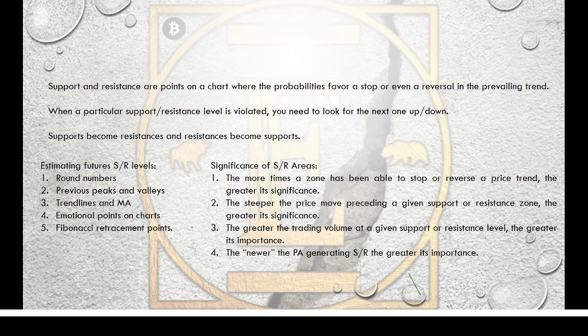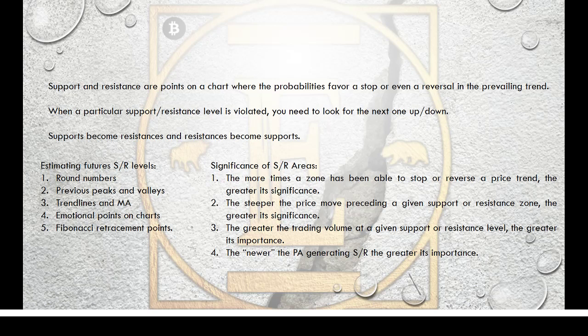Then, the steeper the price move preceding a given support or resistance zone, the greater its significance. That is very easy to understand. If the price touches a support and the answer from the bulls is a very strong price movement, this support is very, very important. And the same on the opposite side for a resistance. Then, the greater the trading volume at a given support or resistance level, the greater its importance. It's related to the second point. I mean, the greater the response and the greater the volume, the more important the support or resistance is.